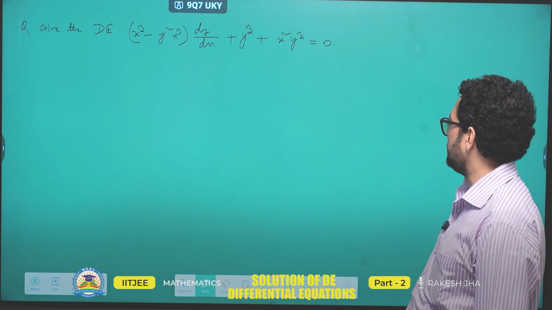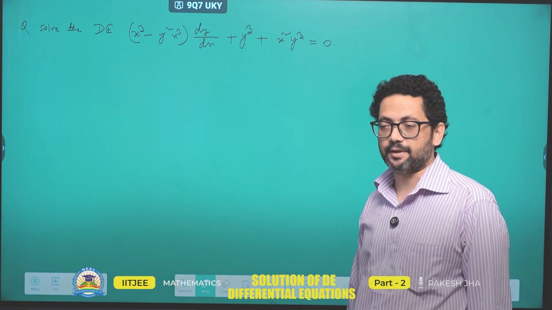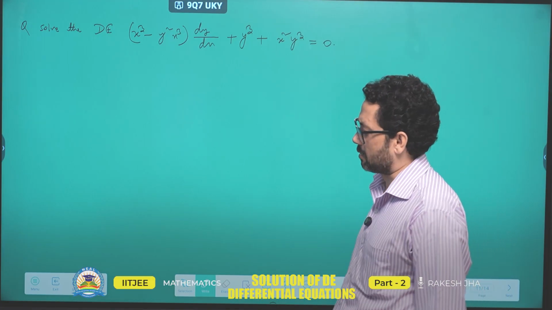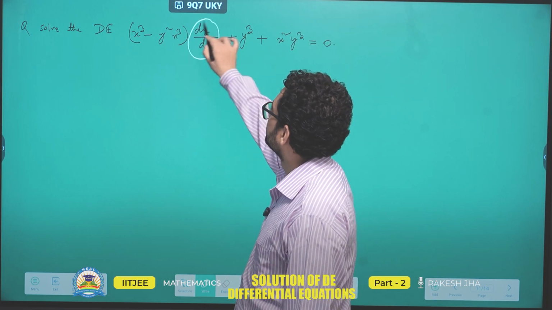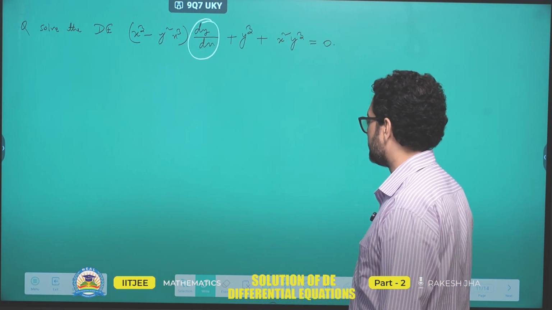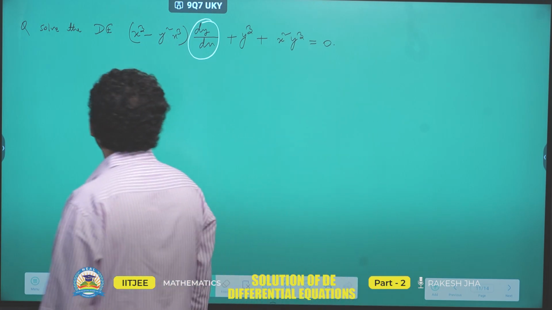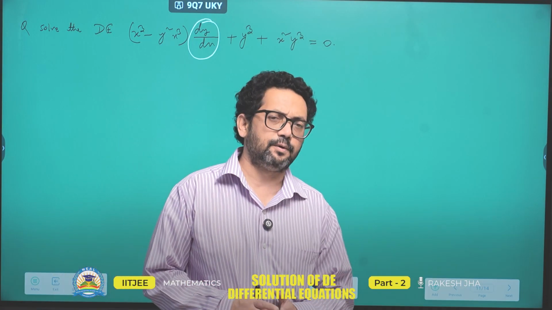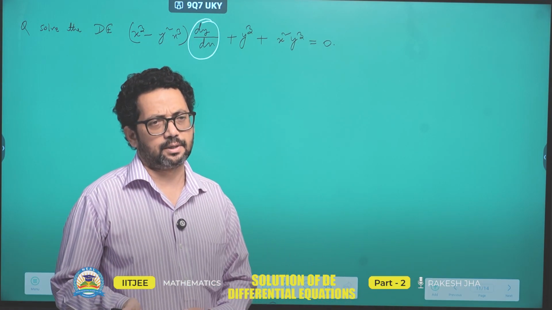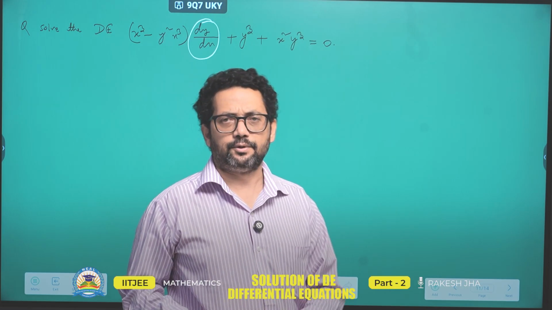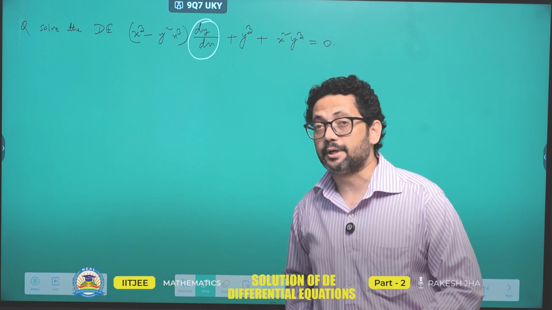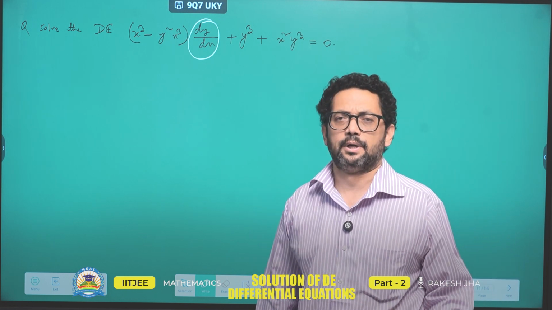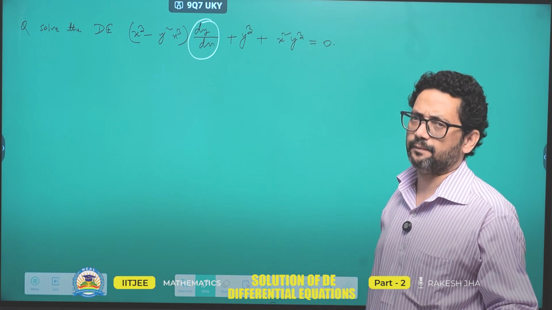Here x is the independent variable, y is the dependent variable, and the derivative is dy by dx. This is the first order derivative. Let's try to solve it. The very first thing we have to do in variable separable is keep the variables x with dx at one place, y with dy at another place, and then integrate. Then we write the constant of integration, and that is our solution, the general solution of the given differential equation.